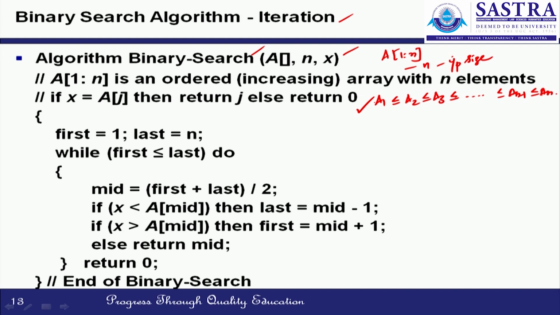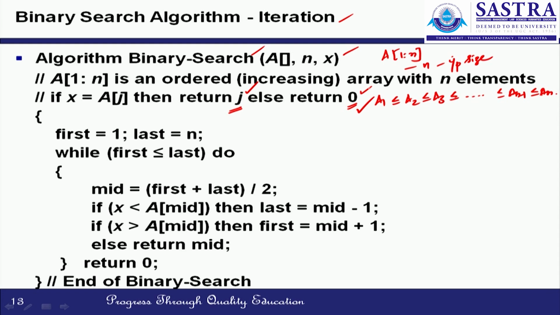If x is equal to A of j, then return the value j. That means the searching element is available at the jth index in the array, so the index j is to be returned. Else return 0 when the searching element is not available in the array. During an unsuccessful search, the value 0 is to be returned.